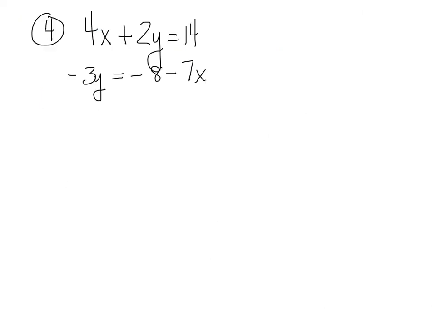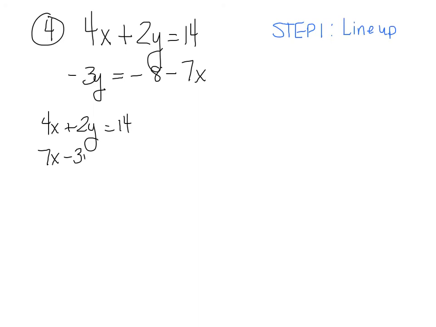Now in example 4, here is where everything is different. Step 1, line up the equations. Absolutely, you need to line them up. Personally, I like always putting them in standard form, but it's completely up to you. The top equation already is in standard form. The bottom equation, I just need to move the minus 7x by adding 7x. And that would give me 7x minus 3y equals negative 8.